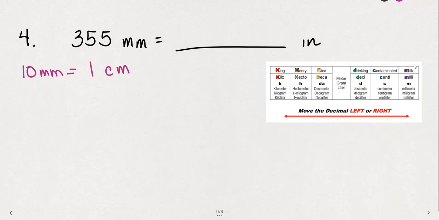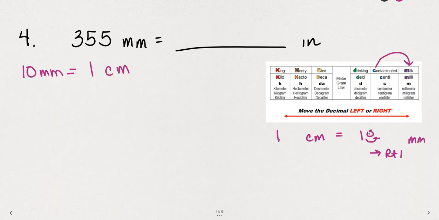If I wanted to go from a centimeter to a millimeter. So if I had 1 centimeter, then to go to millimeters, I'm going to go right 1. So that would mean adding 1 place there. So 1 centimeter is equivalent to 10 millimeters. And then I'm also going to need that 2.54 inches is equivalent to 1 centimeter.